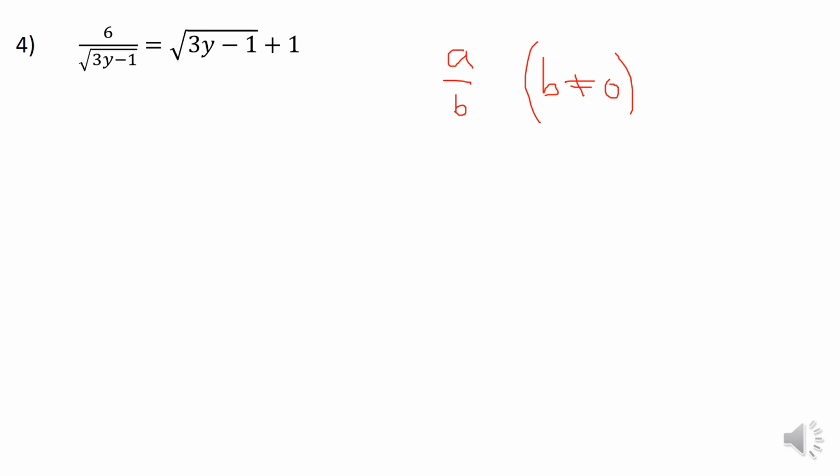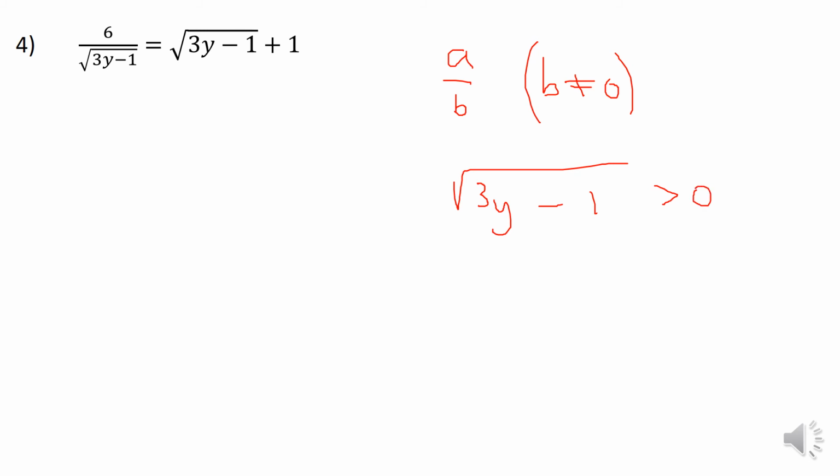So in this particular case, I have the square root of 3y minus 1. Whatever that answer gives me, that answer should not equal 0. So the answer should be greater than 0.